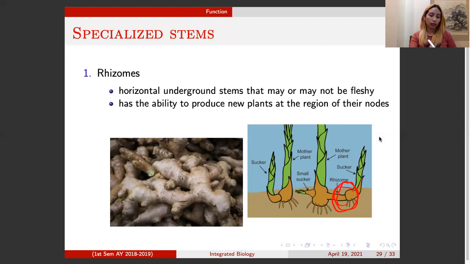Okay, so here as well. New plants will arise from these modified stems, right? And they are horizontal in nature and they may or may not be fleshy. So basically, yung ginger na ginagamit nyo pang luto is actually not a root, right? Even if it is underground, it is actually a stem.